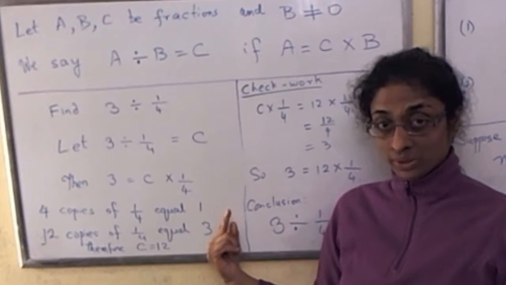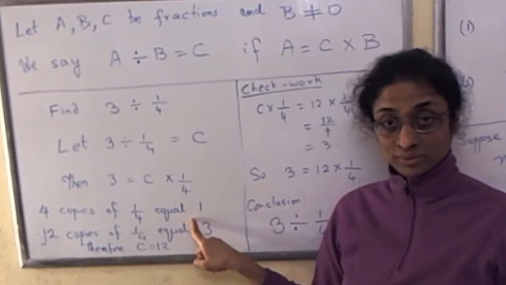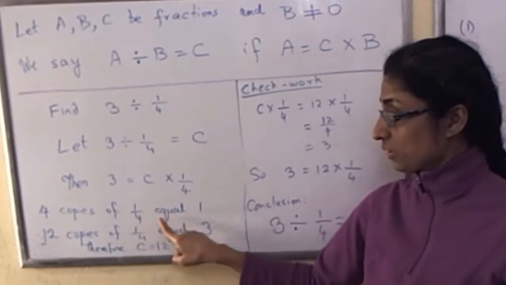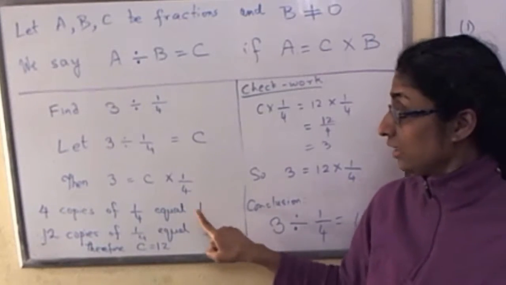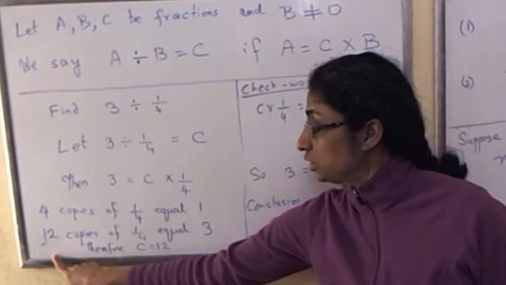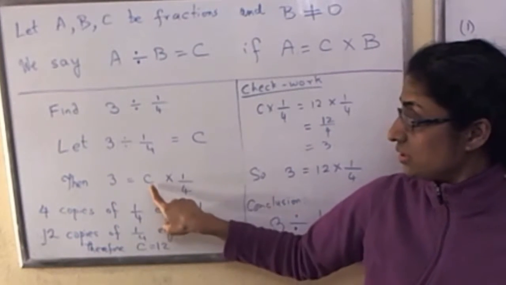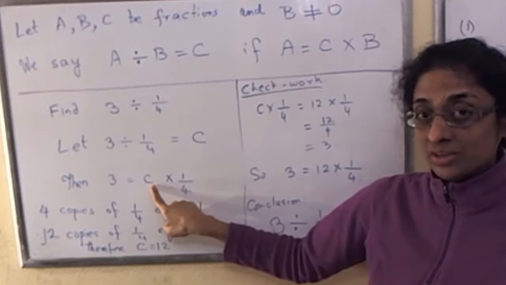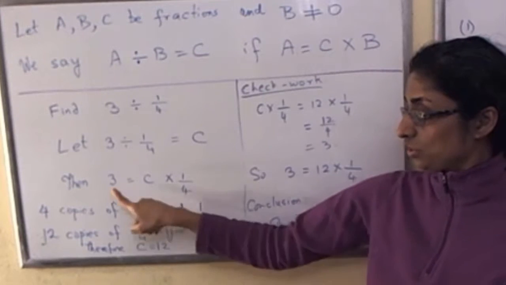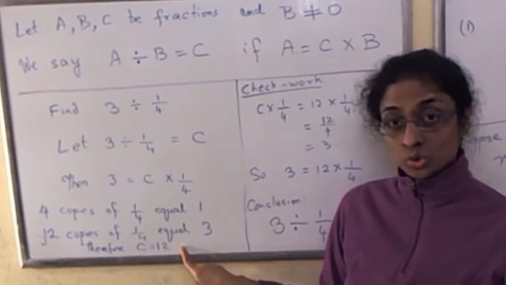We know on the number line by now 4 copies of 1/4 equal 1. So here we have 3 and we are saying 4 copies of 1/4 equal 1, and 8 copies of 1/4 would equal 2, and similarly 12 copies of 1/4 would now equal 3. So here instead of C we had 12, this equation would be true. 12 copies of 1/4 would equal 3. So now we figured out C equals 12.